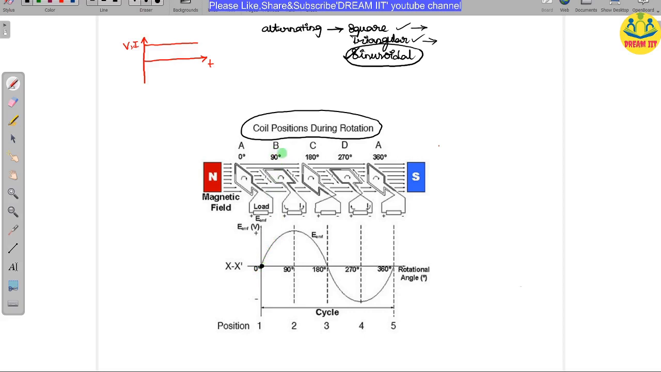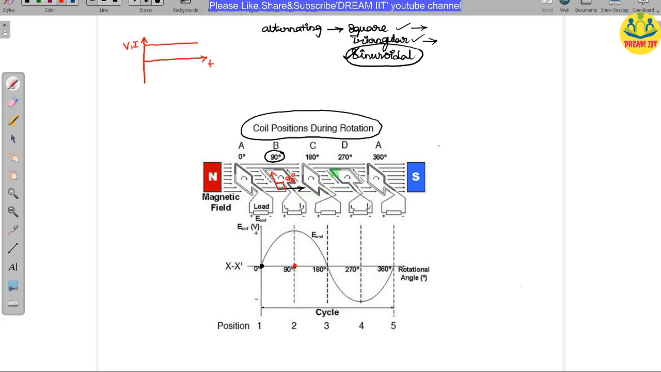After a rotation of 90 degrees, you can observe that the surface of the conductors is exactly perpendicular to the field lines. They are making a 90 degree angle. That's why the induced EMF is maximum here.